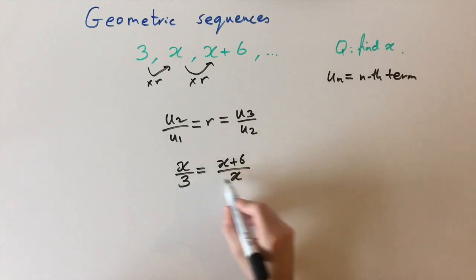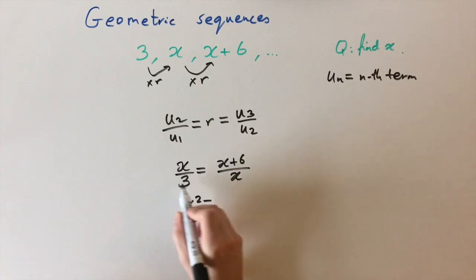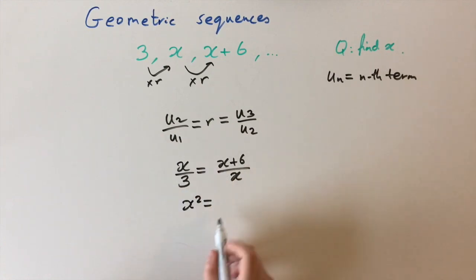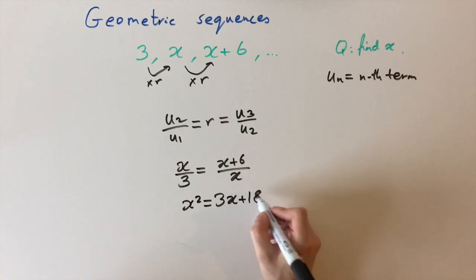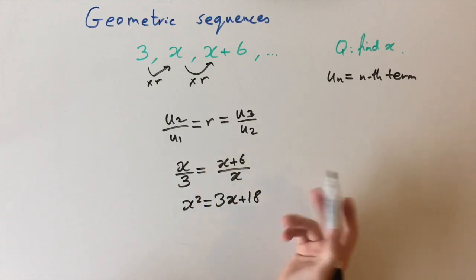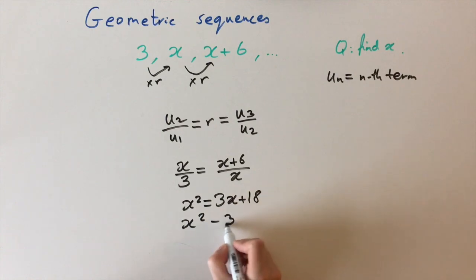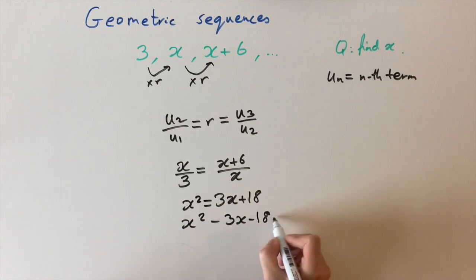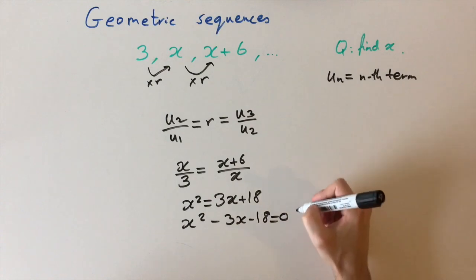If I cross multiply, bringing the x up, we have x squared on the left side, and multiplying by 3 on the bottom gives 3x plus 18 on the right-hand side. So I've just multiplied by x and multiplied by 3. Then we can bring everything onto one side: x squared minus 3x minus 18 equals 0. This is a very standard quadratic. You can use the formula or complete the square, however you want to do it. We can actually factorize this, which is going to be a little bit quicker.